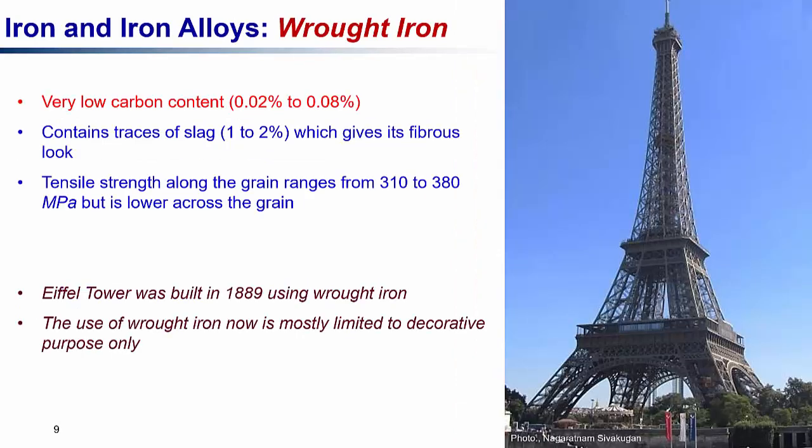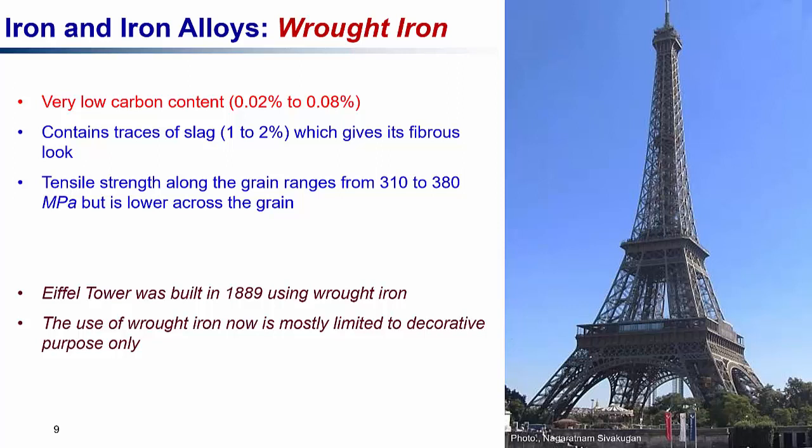So we have looked into a bit of history of iron making processes. Let us now look into the properties of different kinds of iron produced in these processes. The first one we will look into is wrought iron. Wrought iron is a relatively pure iron alloy with very low carbon content, at around 0.02 to 0.08%.